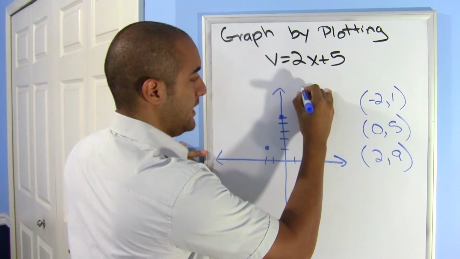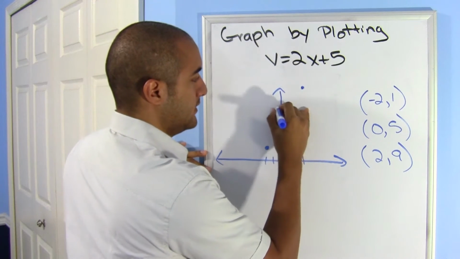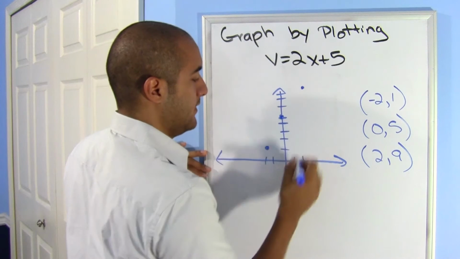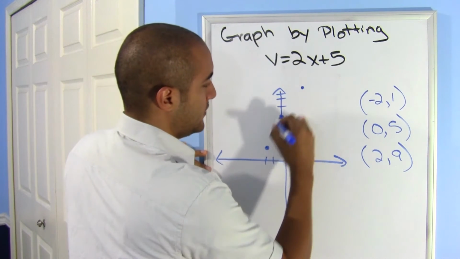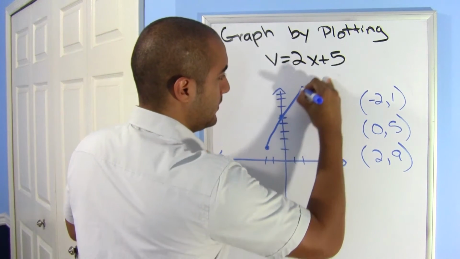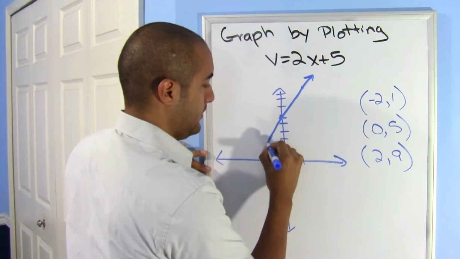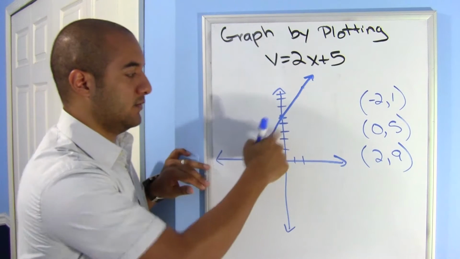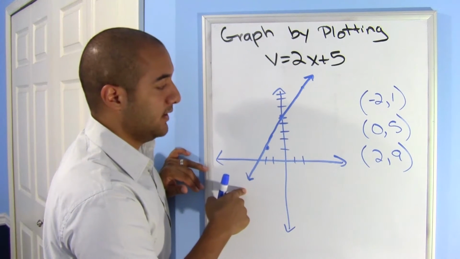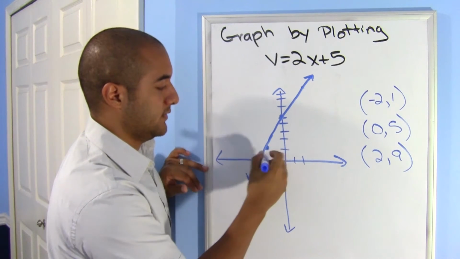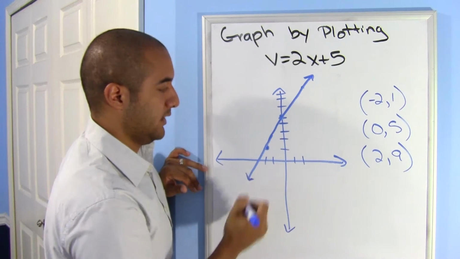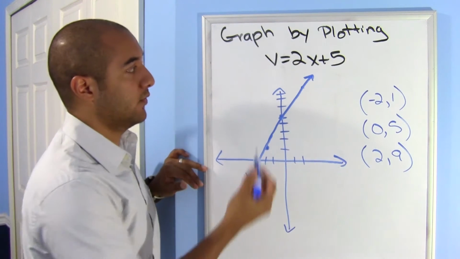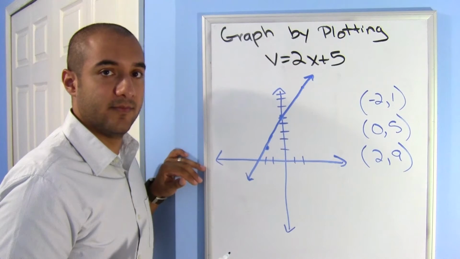2, 9 should be all up here. 6, 7, 8, yep, 9. And this should be a straight line. Usually you want to extend it so that you can see where it crosses the x and the y axis. So I extend this one out. And there you have your graph for y equals 2x plus 5.